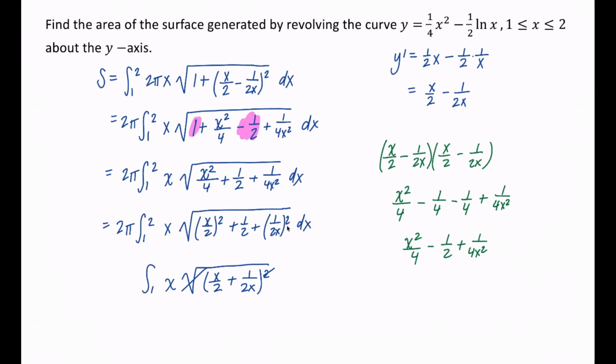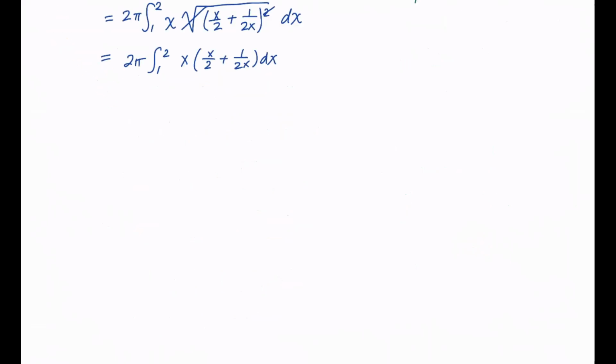I still, of course, have the x in front. But now I have a much nicer thing to work with. So I still have this x in front, but the square and the square root cancel. So I'm just going to multiply this x to the pieces underneath. So we're going to have 2 pi, the integral from 1 to 2, x multiplied by x over 2 plus 1 over 2x dx. Now we have 2 pi, the integral from 1 to 2 of 1/2 x squared plus just 1/2 dx.